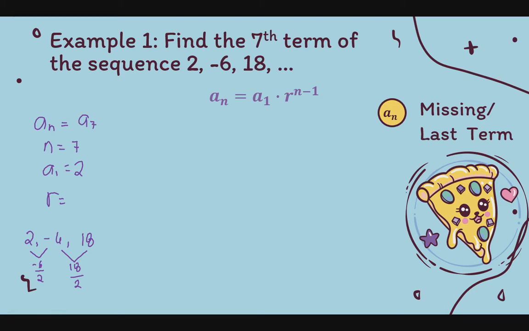So, -6 divided by 2 is -3 and ganun din sa 18 divided by, this should be -6 dapat, not -2. So, 18 divided by -6 is -3 as well. So, ibig sabihin, ang common ratio natin is -3.